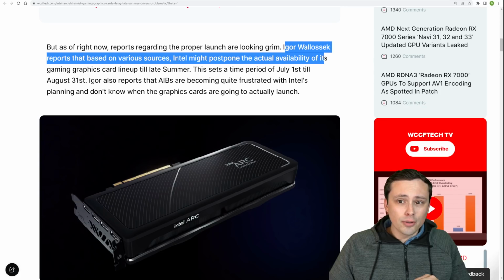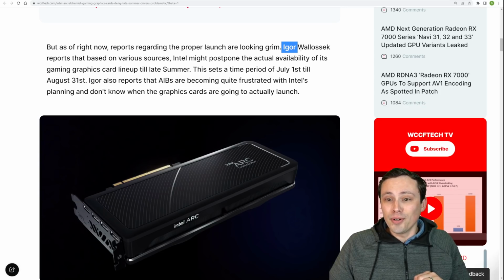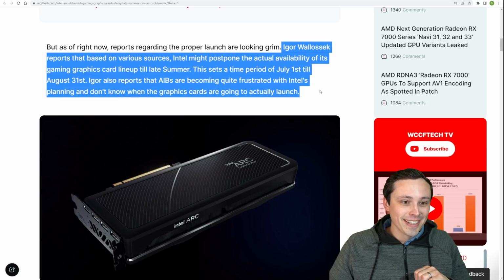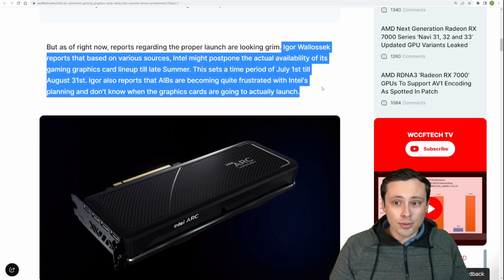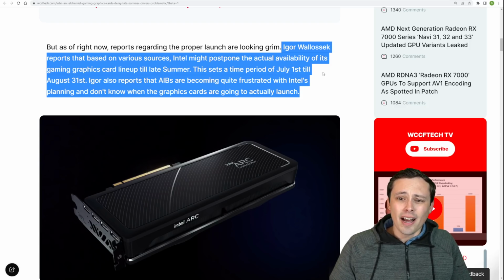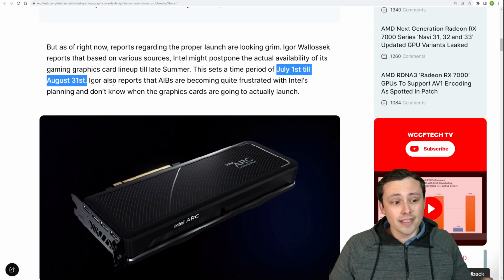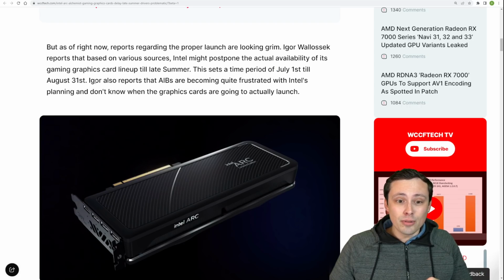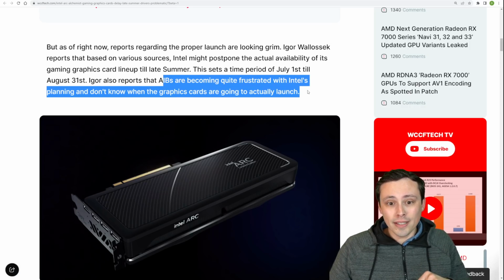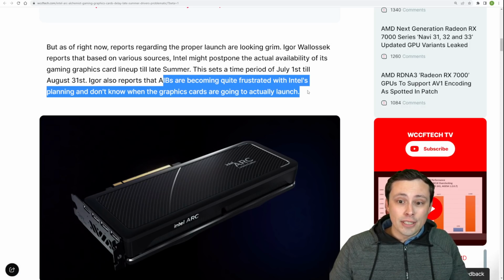Yeah, so according to WCCF Tech, reporting on what Igor said here, he reports that based on various sources, Intel might postpone the actual availability of its gaming graphics card lineup till late summer. This sets a time period of July 1st till August 31st. I don't know if that's maybe WCCF Tech just interpreting what late summer means. Anyway, Igor also reports that AIBs are becoming quite frustrated with Intel's planning and don't know when the graphics cards are going to actually launch.